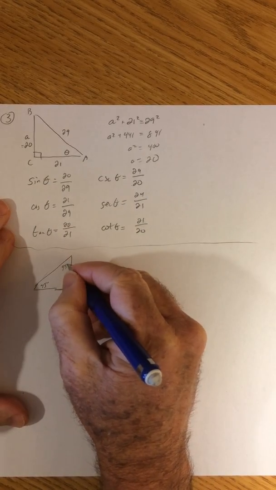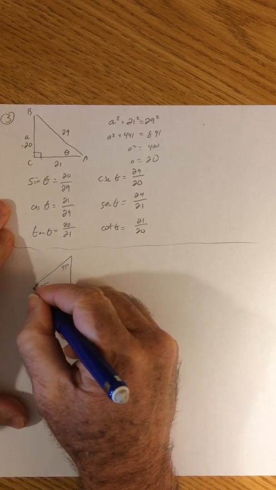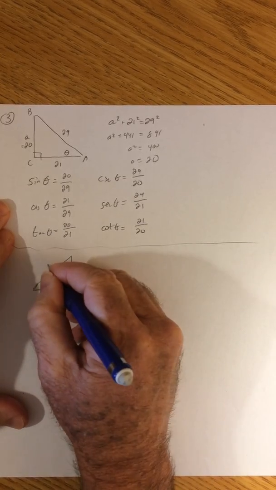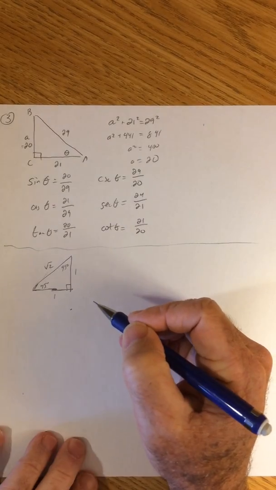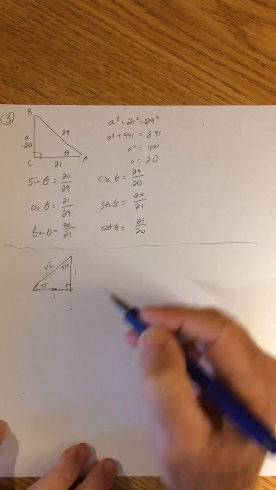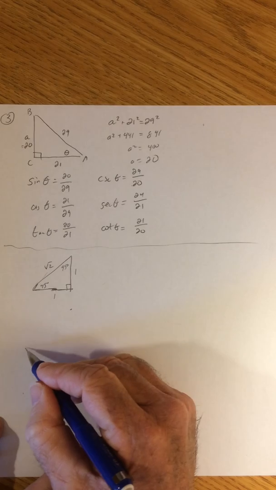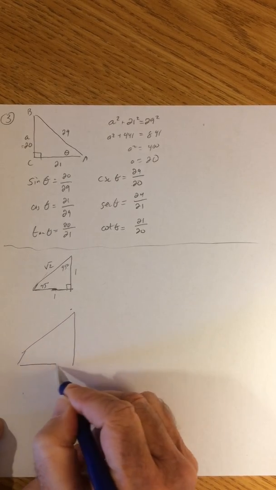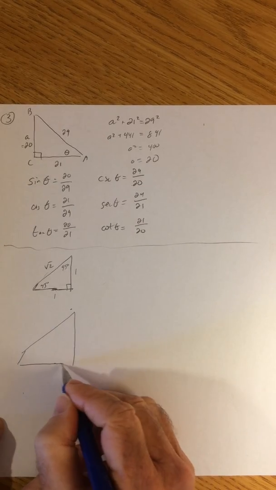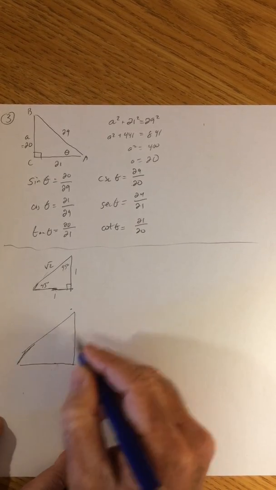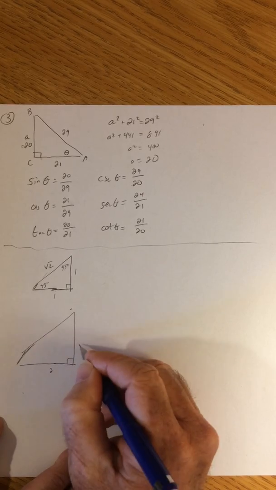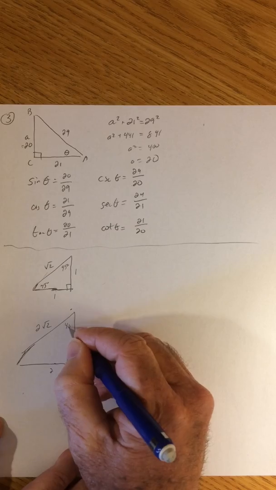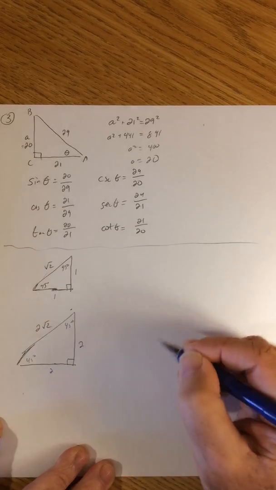Okay, so we got a 45, 45, 90 triangle. Now, all 45, 45, 90 triangles have these ratios. Sides of 1, 1, and square root of 2. Now, they may be bigger than that. This thing could be twice that size. And this would be 2, 2, and 2 times the square root of 2. But there'll still be a 45, 45, 90 triangle.